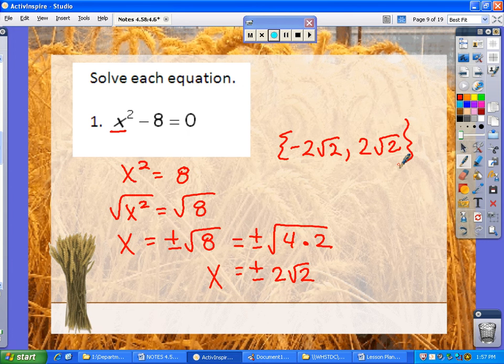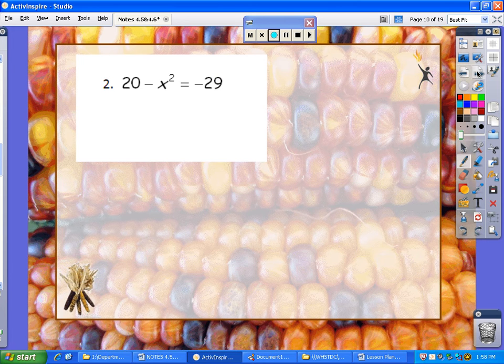All right, let's try another one. Underline what you're trying to isolate. Here we're going to isolate the x squared term. So the first thing we need to do is subtract 20. So negative x squared is equal to negative 49. Step 2, divide by negative 1. So x squared is equal to positive 49.